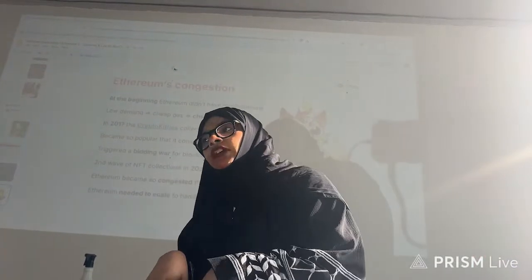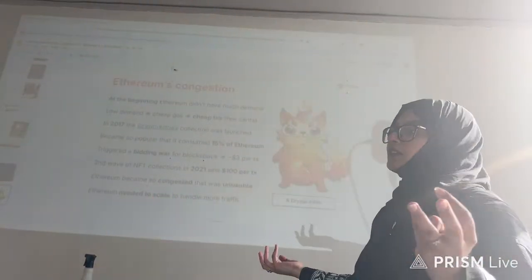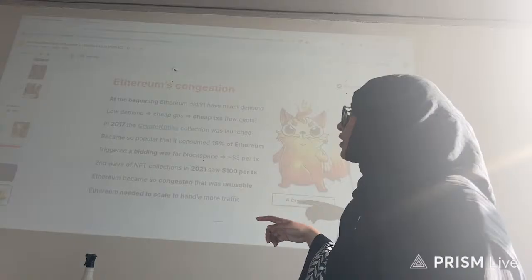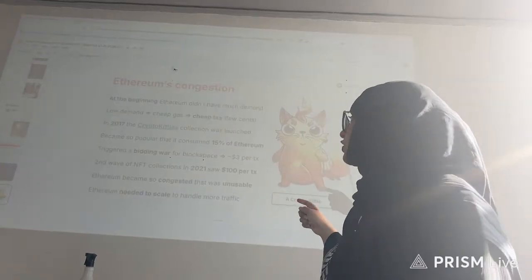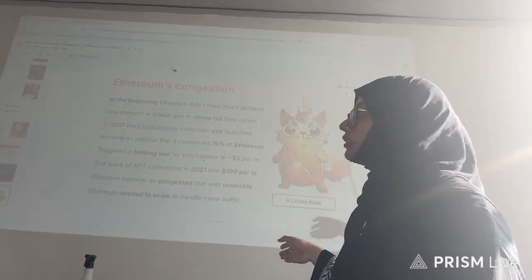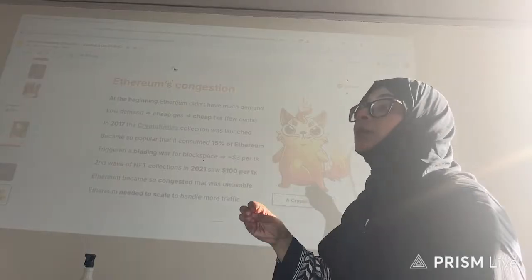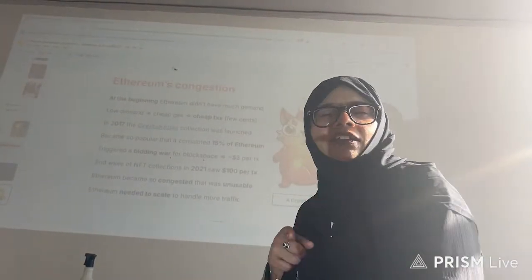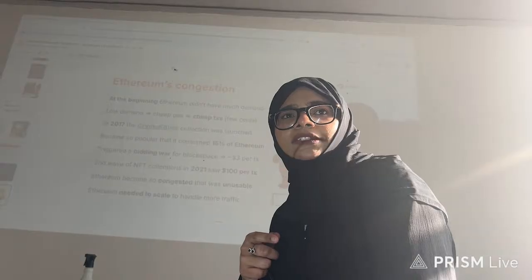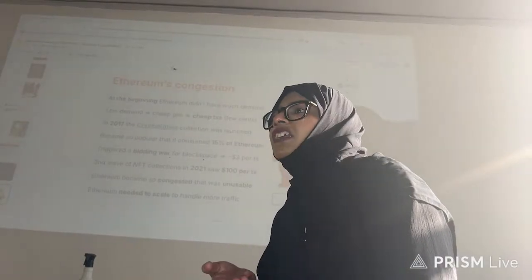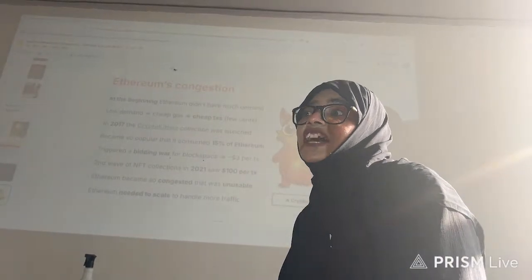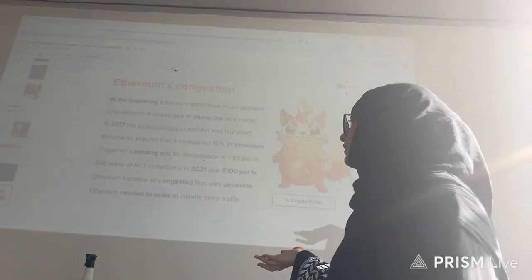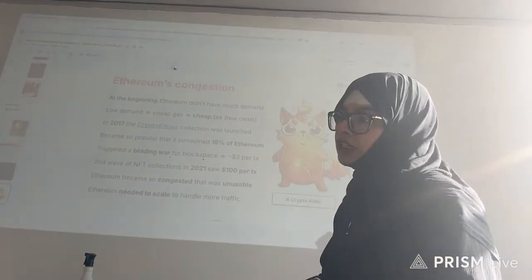Now, if you look at today's scenario, because of currency debasement, in our head we think it's just $3, right? But the second wave of NFT collections in 2021 saw $100 per transaction. And Ethereum became so congested that it became unusable. I mean, Alvin yesterday mentioned that he almost paid a crazy amount in transaction fees, and that was not the whole idea of why this came into the picture, right? So Ethereum needed to scale.